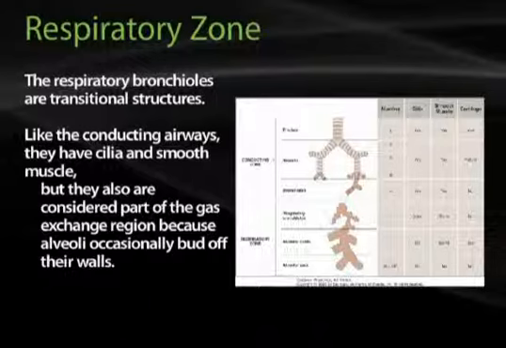If you look at a pathology sample and you see alveoli, then you know you're in the respiratory zone. If you look and don't see alveoli, you can assume you're in the conducting zone. Things that would support that as well would be seeing ciliated cells or seeing smooth muscle surrounding the airways.